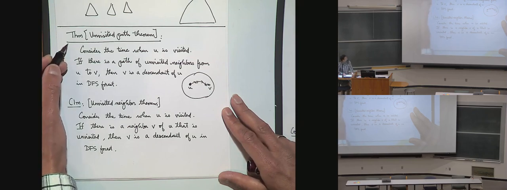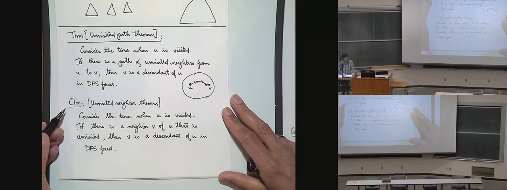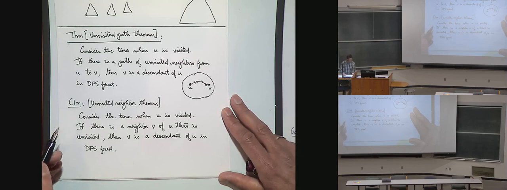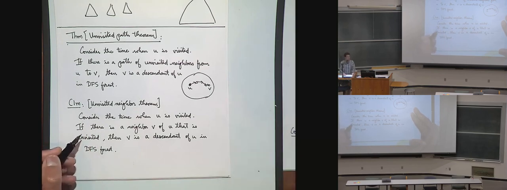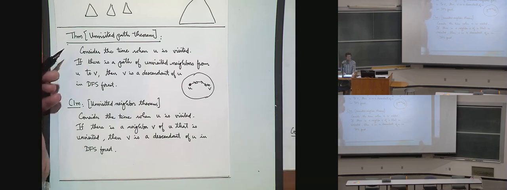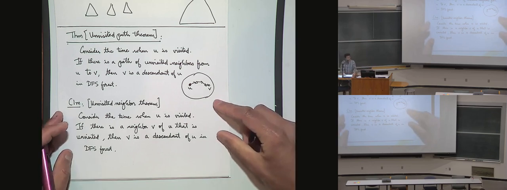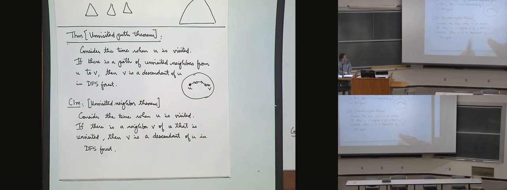So I'll show you why this is true. The proof of the unvisited path theorem is basically induction on this. You can use this statement for your homework, and you do induction, and you can prove that. It's a good exercise in an induction proof, which is why I've given it to you as part of the homework. Now let me explain why this is true. I'm not saying that V is a child. It might not be a child. It's just a descendant. Okay, let's see why this is the case.